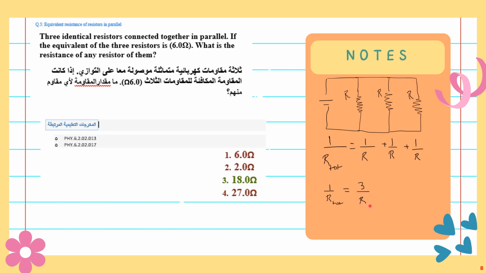So what's the unknown here? R. This is the unknown. So you arrange the equation. R is equal to 3 times the total resistance. So it's 18 ohm.